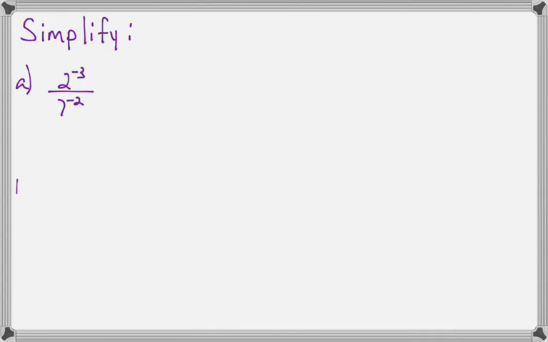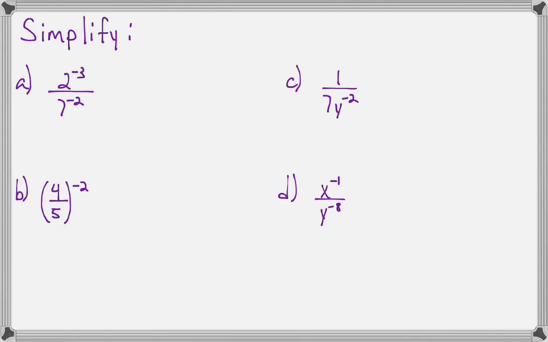So let's try a few more examples that are kind of similar to the last set. And I hope that you'll pause the video and try these on your own before you look at the answers. Okay, so if we have 2 to the negative third over 7 to the negative second, we move both of those numbers to have positive exponents, and now we have 7 squared over 2 to the third, which is 49 over 8. On part B, 4/5 to the negative second is the same as 5/4 to the positive second, using what we learned on the last slide, and that's going to make 25 over 16.